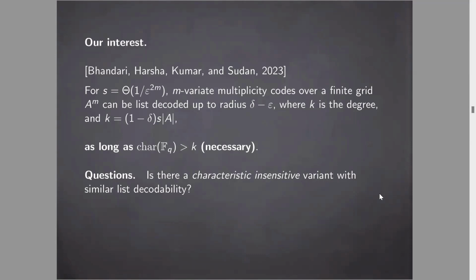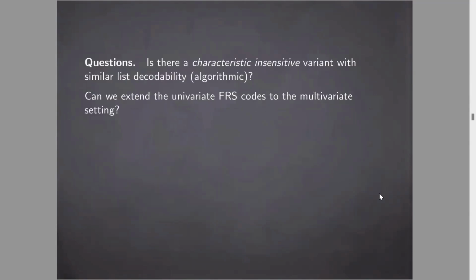This brings us to the question, is there a characteristic insensitive variant of the multiplicity codes with similar list decodability? Also, so far, something that we have not seen in the multivariate case is an analog of the folded Reed-Solomon construction. So can we extend the univariate FRS codes to the multivariate setting? These are the two primary questions of interest to us. In fact, we would like to understand a construction with similar list decodability that also has a good list decoding algorithm.